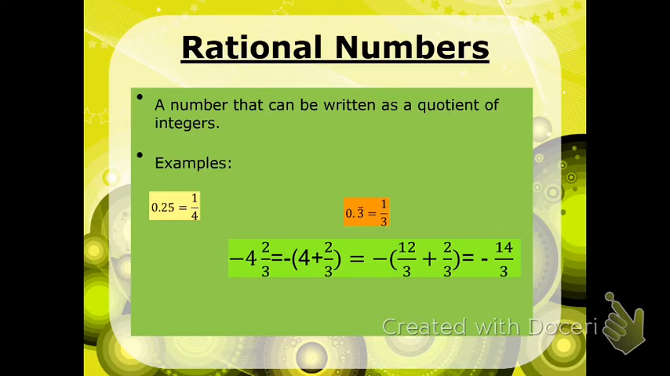Rational numbers are numbers that can be written as the quotient of two integers. So we have several here: 0.25, which could be written as 1/4, 0.3 repeating, which could be written as 1/3, 8, which could be written as 8/1, and -4 2/3, which could be written as -14/3. These are all examples of numbers that could be written as the quotient of integers, which makes them rational.